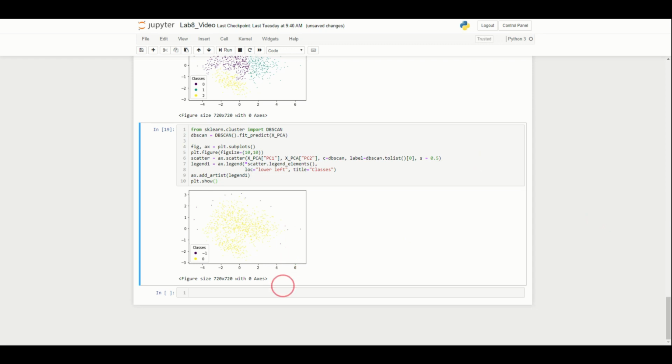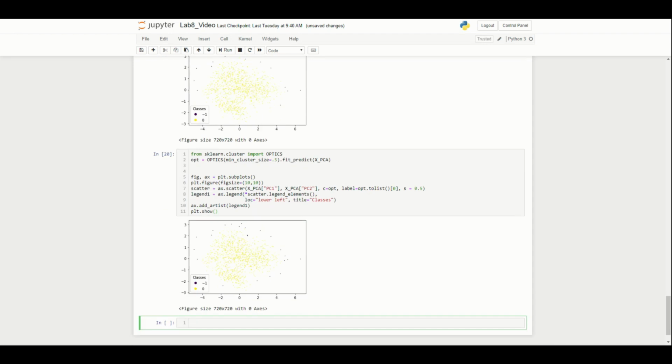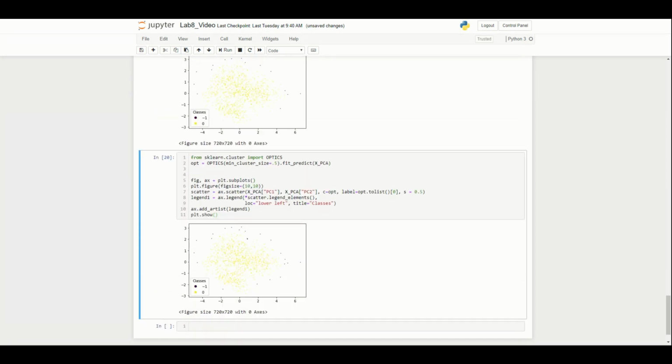Optics is another approach attempting to do the same thing. In this particular implementation, optics is going to be a little bit more sensitive. And so here's optics, and you can just compare optics to dbScan here, where for this particular configuration of optics, optics is picking up slightly more outliers or slightly more unusual data points than we see in the case of dbScan.